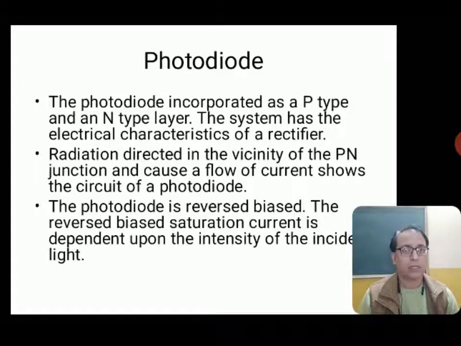Here, the radiation at the PN junction causes a flow of current in the circuit of the photodiode, which we will be seeing in the next slide. In this special type of PN junction diode, the reverse saturation current varies with the intensity of the incident light. The photodiode works in a reverse bias condition, so the reverse saturation current varies with the intensity of the incident light.